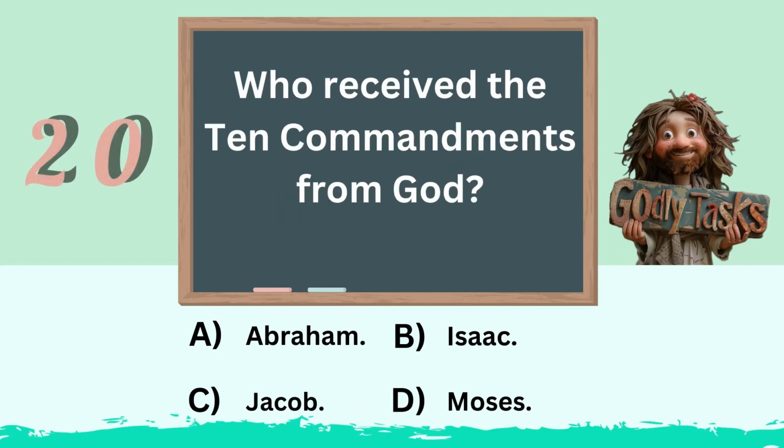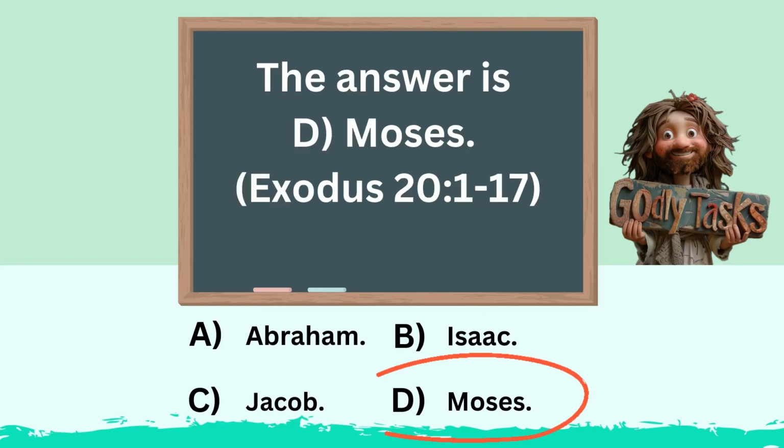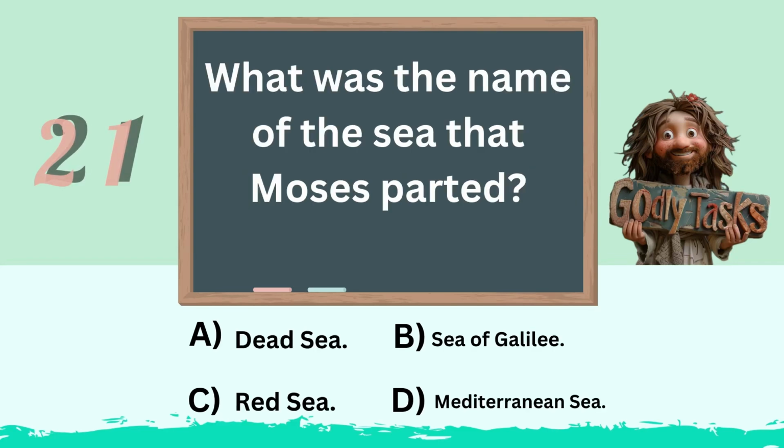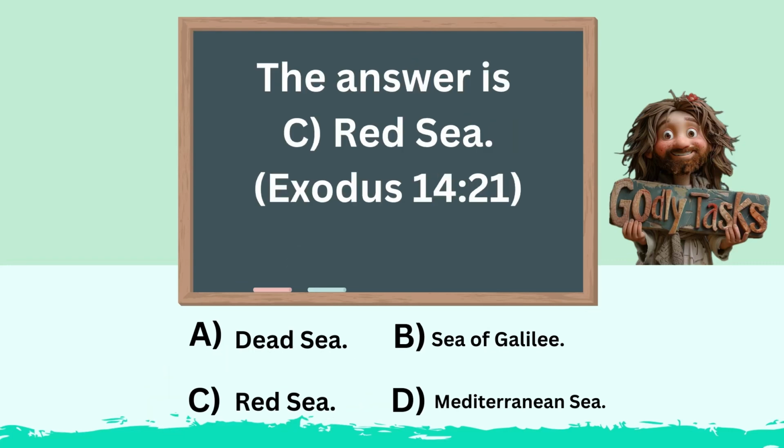Question 20. Who received the 10 Commandments from God? A. Abraham. B. Isaac. C. Jacob. D. Moses. The answer is D. Moses, Exodus 20:1-17. Question 21. What was the name of the sea that Moses parted? A. Dead Sea. B. Sea of Galilee. C. Red Sea. D. Mediterranean Sea. The answer is C. Red Sea, Exodus 14:21.